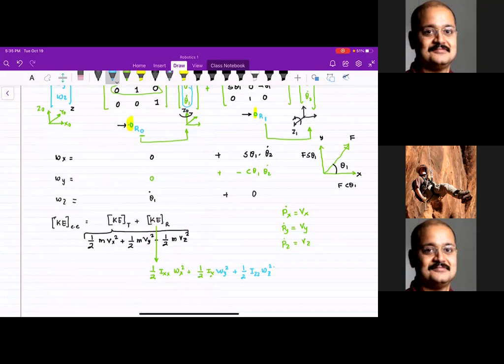Now the question comes, and this is not a trivial question. I'll tell you, this is not a straightforward question. What is the value of Ixx? What is the value of Iyy? And what is the value of Izz? For a simple robot arm like this, you can easily find out. So just wait a second.